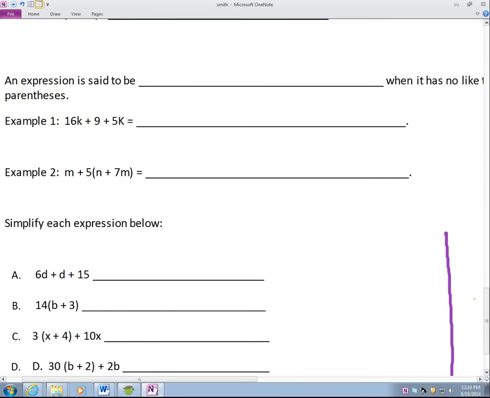An expression is said to be in simplest form when it has no like terms and no parentheses. No like terms are whenever there'd be like a 1m and then a 15m somewhere in the expression. You need to put those two together. Okay? This one last period didn't do so well with.